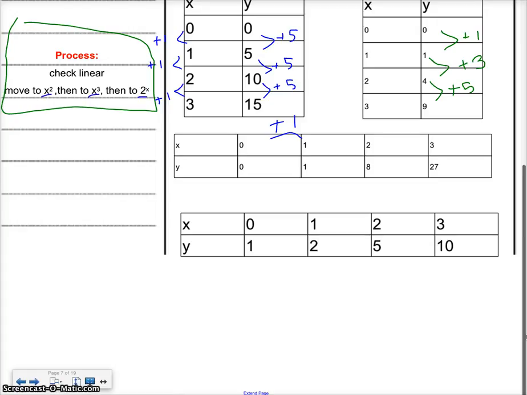So I start with x squared. 0 squared, 0. 1 squared, 1. 2 squared, 4. But before you move to the cube, I'm going to ask you to keep the x squared and then see if you can add. So 2 squared is 4, 4 plus 4 is 8, but that doesn't work. Now cube. 0 cubed, 0. 1 cubed, 1. 2 cubed, 8. 3 cubed, 27. Found it. Y equals x cubed.